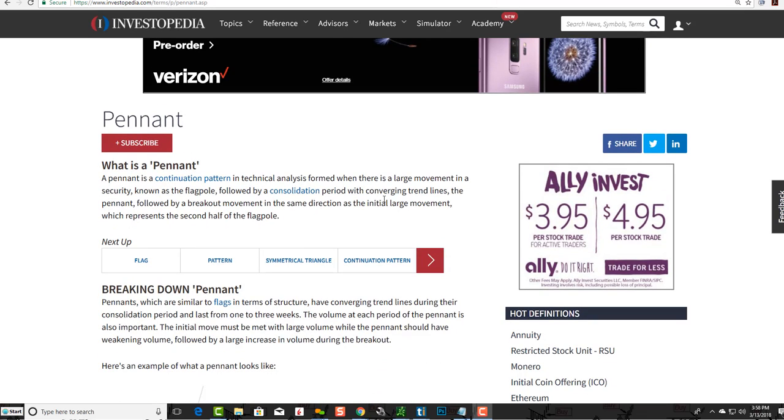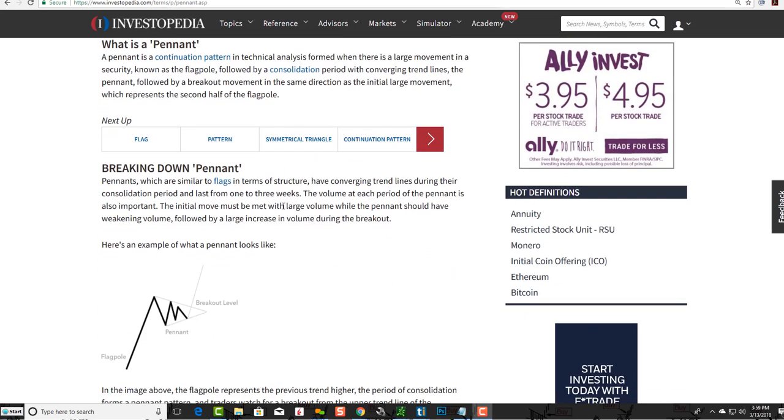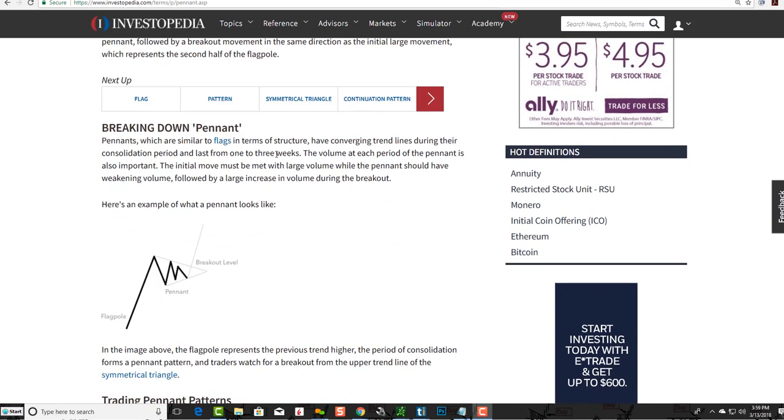So a pennant is a continuation pattern in technical analysis formed when there was a large movement in a security known as the flagpole, followed by a consolidation period with converging trend lines. The pennant is followed by a breakout movement in the same direction as the initial large movement, which represents the second half of the flagpole. Pennants, which are similar to flags in structure, have converging trend lines during their consolidation period and last from 1 to 3 weeks. The volume at each period of the pennant is also important. The initial move must be met with large volume while the pennant should have weakening volume followed by a large increase in volume during the breakout.